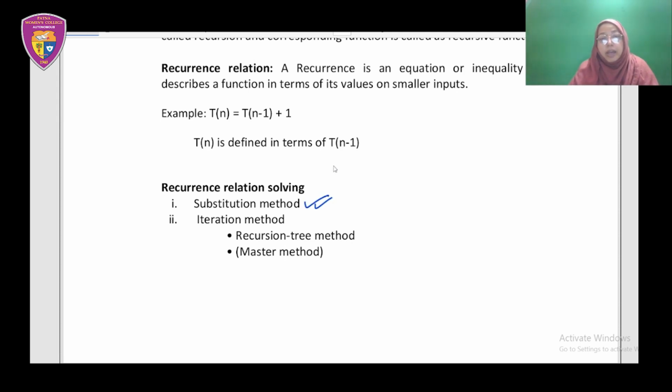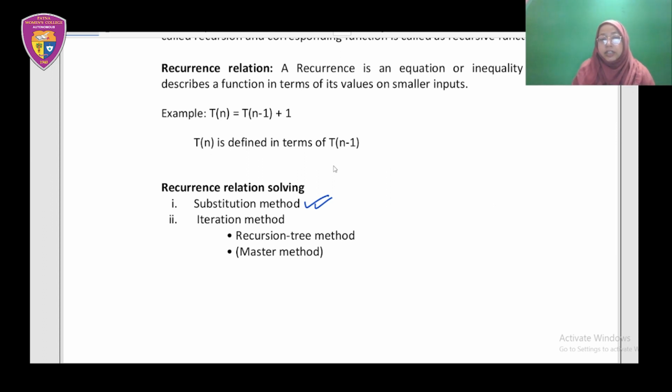This method you might have used in school when you were studying math. Okay, so let us see what this is. And then next we have the iteration method. So we have these two methods of solving recurrence relation problems.